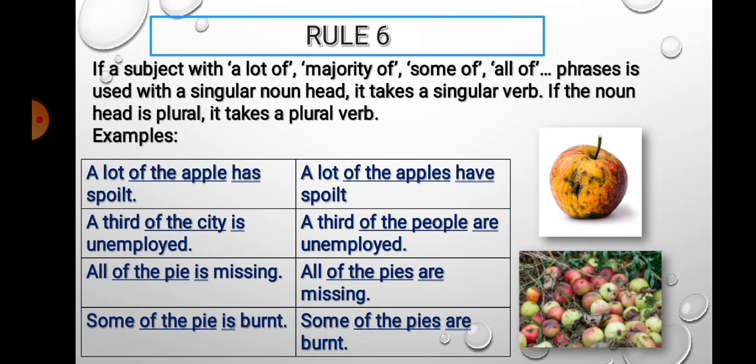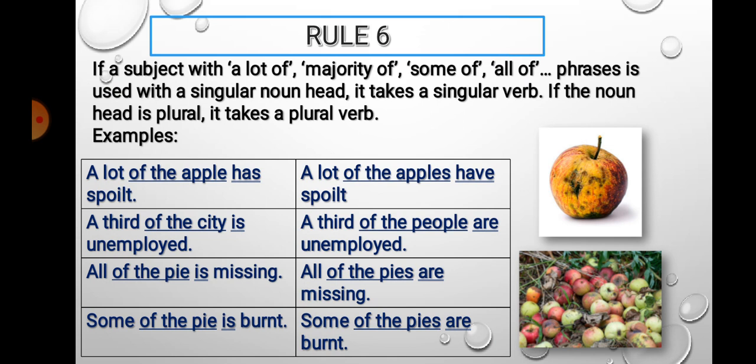So all of the pie is missing, meaning that you have a pie. All of the pies are missing, meaning you have many pies and all of them are missing. Some of the pie is burnt. Maybe the only pie you have has been burnt to half. And the counterpart example says some of the pies are burnt.